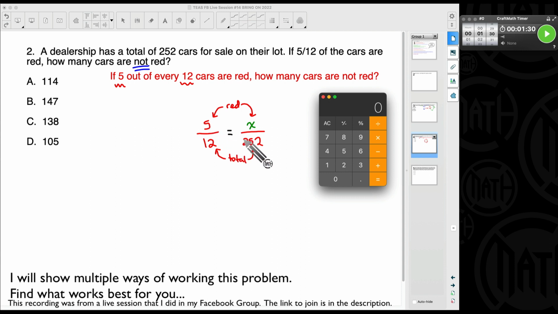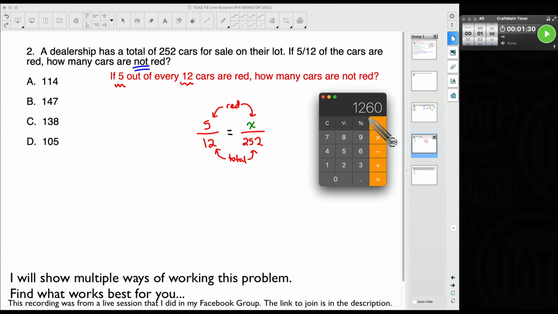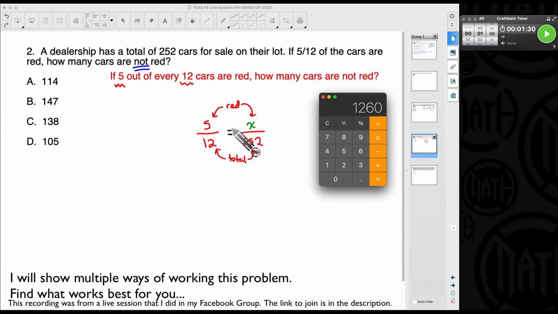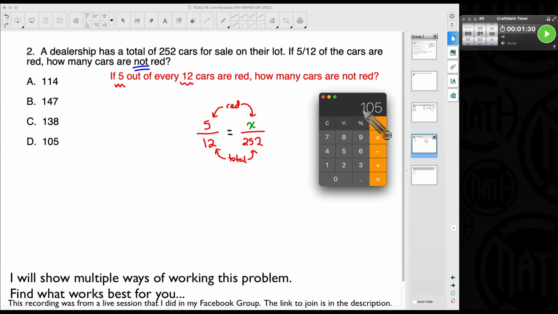Instead, multiply the other two numbers first. I'm going to take 5 times 252. Do not write that down. Immediately divide by that number that's getting multiplied by x. So if we divide this by 12, we're going to get an x value of 105.